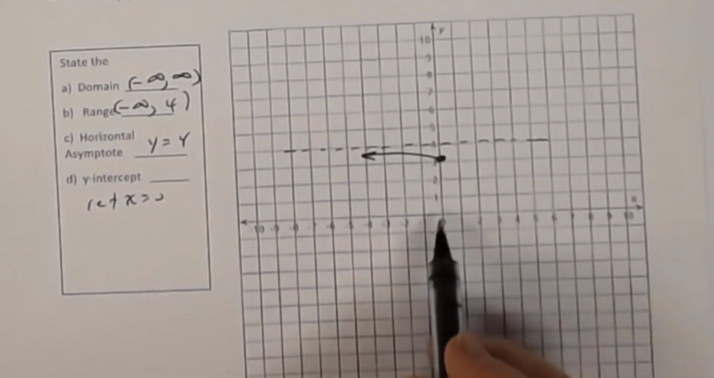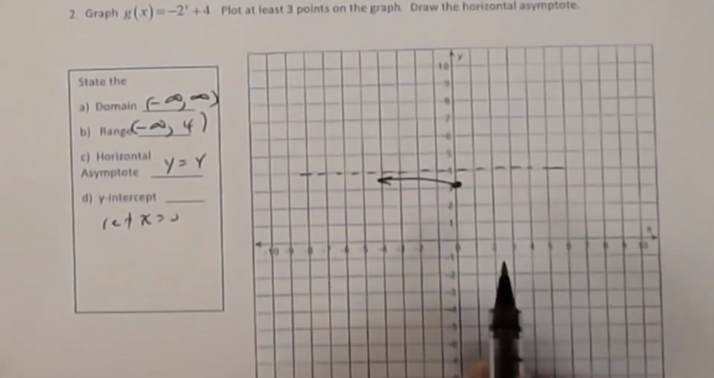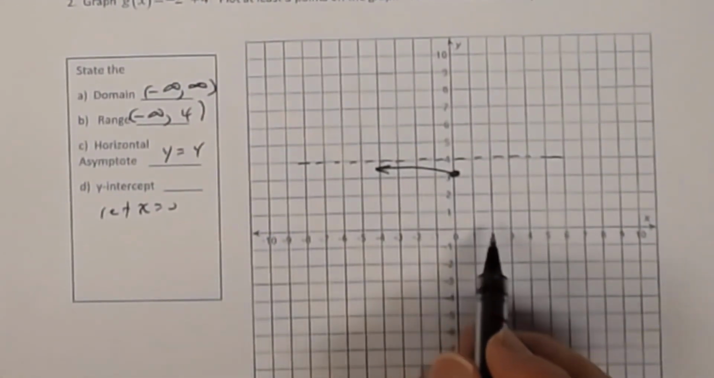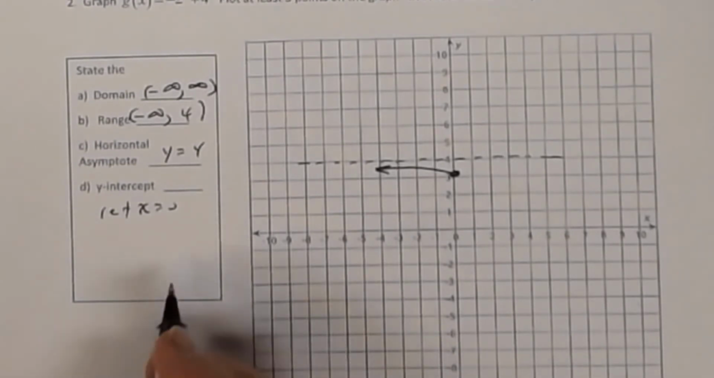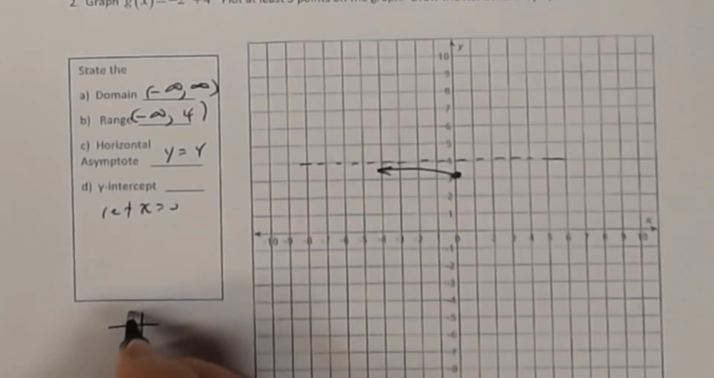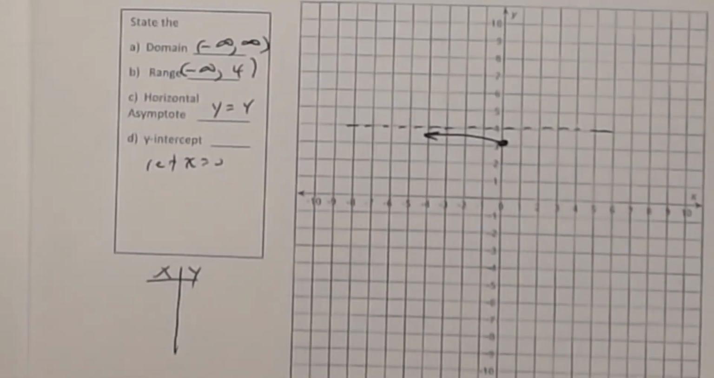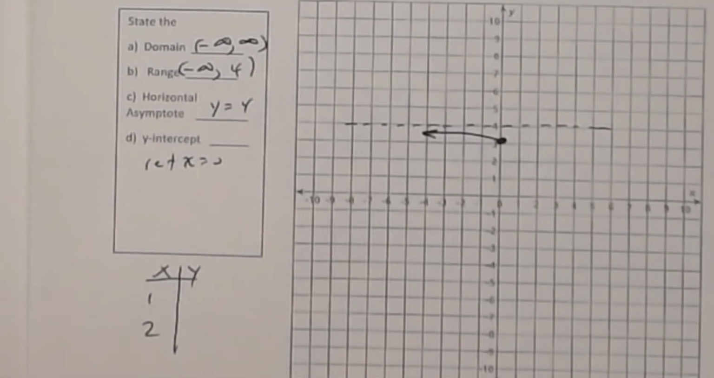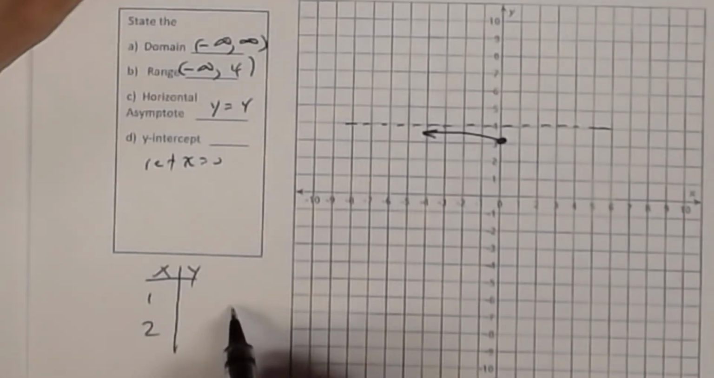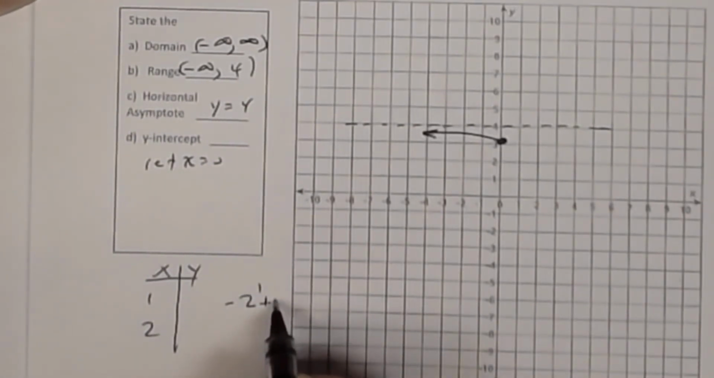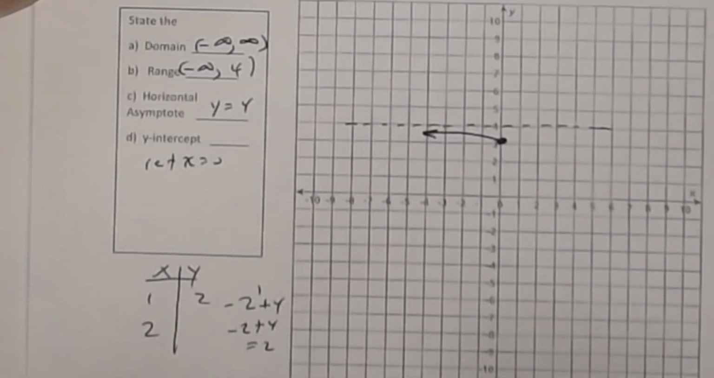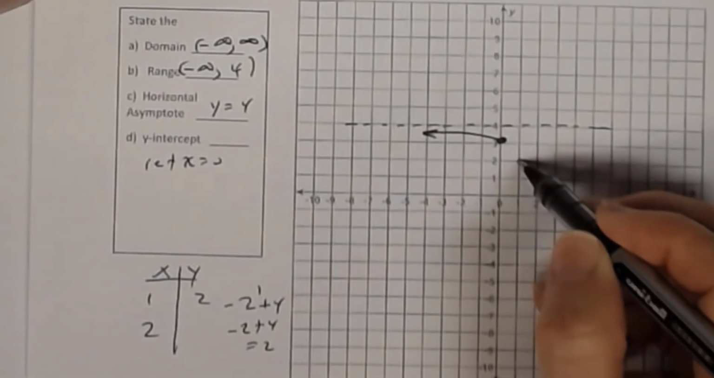Okay? And all I've got to do now, remember I need 3 points, is use 1 and 2. So I'm going to let x equal 1 and I'm going to let x equal 2. If x is 1, I get negative 2 to the first plus 4. Well, 2 to the first is 2, so I get negative 2 plus 4, which is 2. So I get the point (1, 2). So that's this right here.